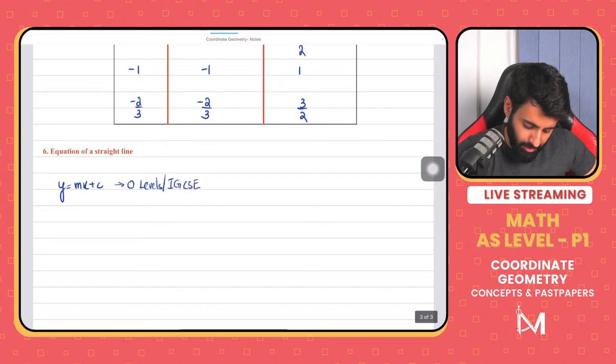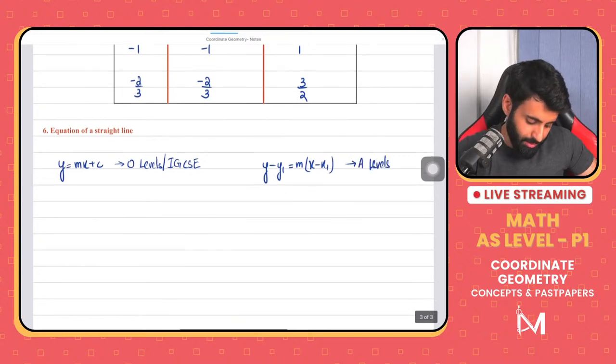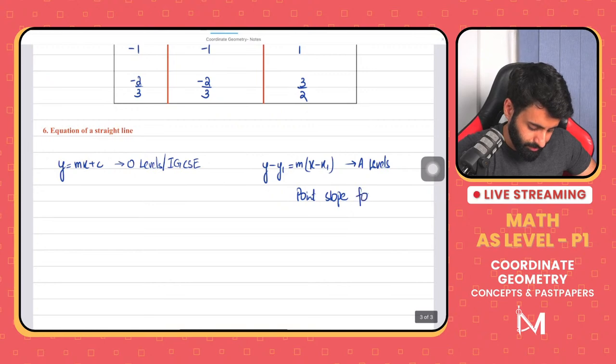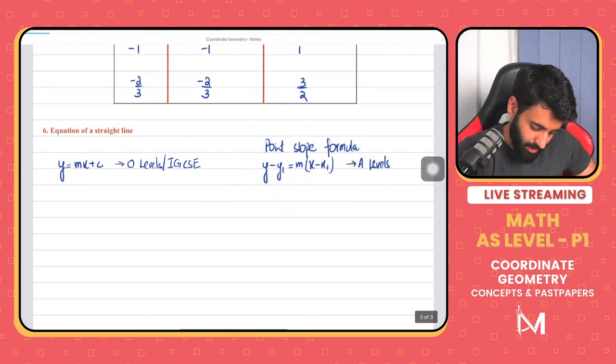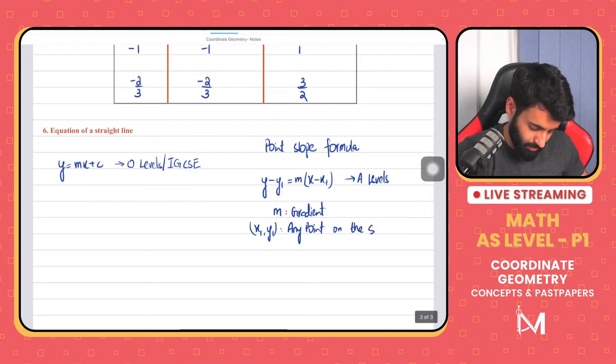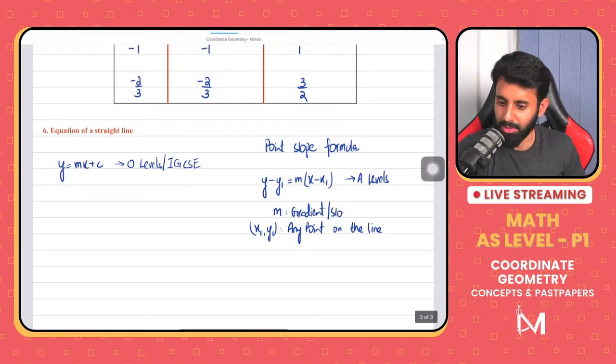Now we have a different method, which is y minus y1 equals m times x minus x1. This is what we're going to use now in A-level math and AtMaths. And this, by the way, is called the point slope method, or you can call it the point slope formula. The reason we call it the point slope formula is very simple: m is the gradient and x1, y1 is any point on the line. And gradient, by the way, is the same as slope.